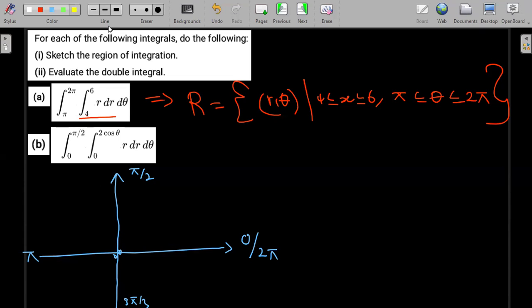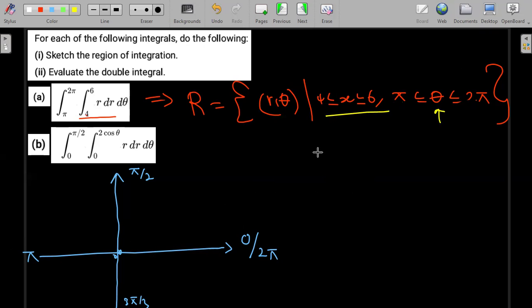Our region states that theta should be between pi and 2 pi. So this is pi and this is 2 pi there, which means our region will be somewhere below here. Since we have been guided by theta, our region should be below there, because it's between pi and 2 pi.